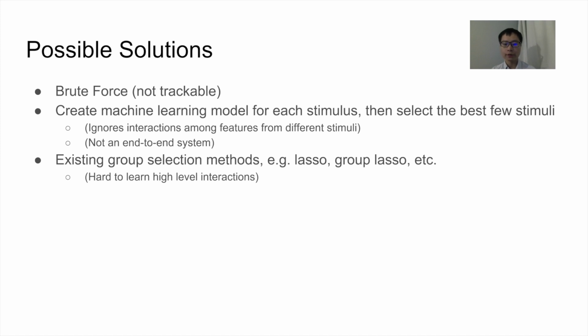Another popular way is to use a two-stage method, where we train 109 different models in the first stage, and then select the best stimuli in the second stage. This method is straightforward and easy to understand, but it ignores the interactions among features from different stimuli, so its accuracy might drop. We can also apply recent group selection methods, for instance, group lasso. However, most of these methods are linear in nature, and they cannot learn high-level interactions among features.